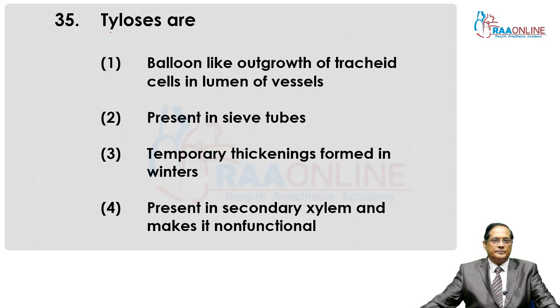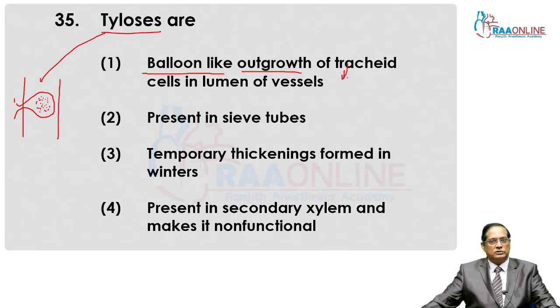Then tyloses. What are tyloses? Heartwood vessels have balloon-like structures formed by the neighboring parenchyma, and they contain metabolic waste. Such a structure is known as tylosis. It is an outgrowth of parenchyma into the lumen of vessels.